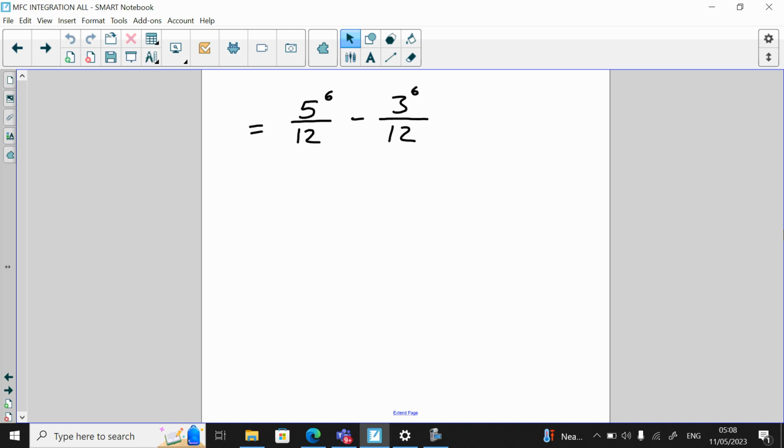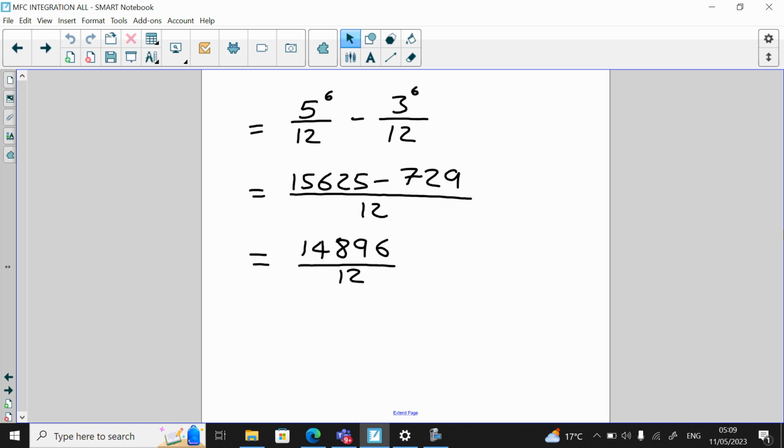That's a calculator effort here. 5 to the 6, what's that? 15,625 or something like that, over 12, yep, and 3 to the 6, that's easier, that's 729. 15,625 take away 729. I put them both over 12 because the fractions had the same denominator, bottom part.